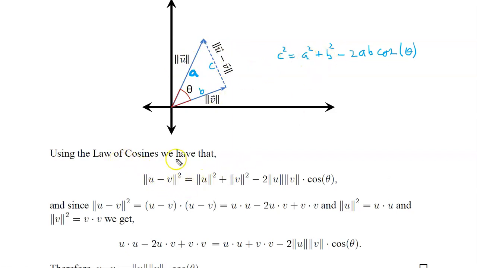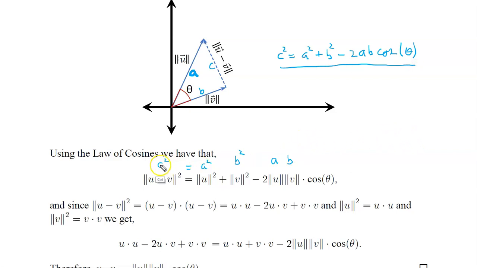So what we have here by the law of cosines is that magnitude of U minus V squared, that's C squared, equals magnitude of U squared, that's your A squared, plus magnitude of V squared, that's your B squared, minus 2 magnitude U times magnitude V times cosine theta. So that's 2AB cosine theta right here. Okay, so that's how it relates to this formula right here that you're probably more familiar with.